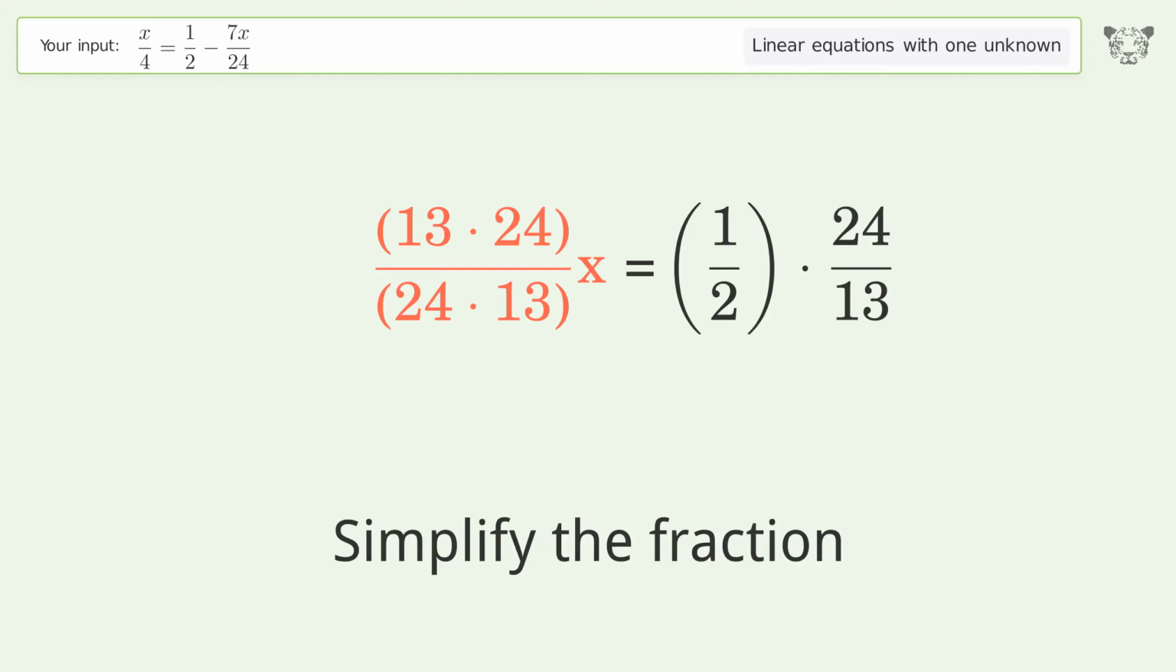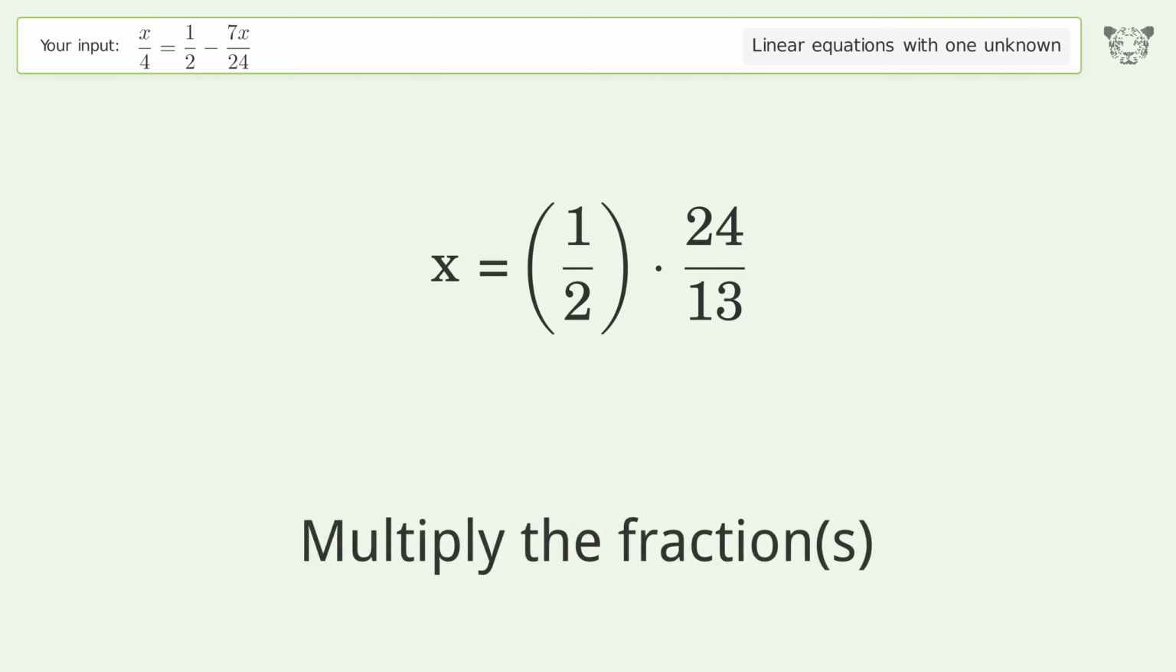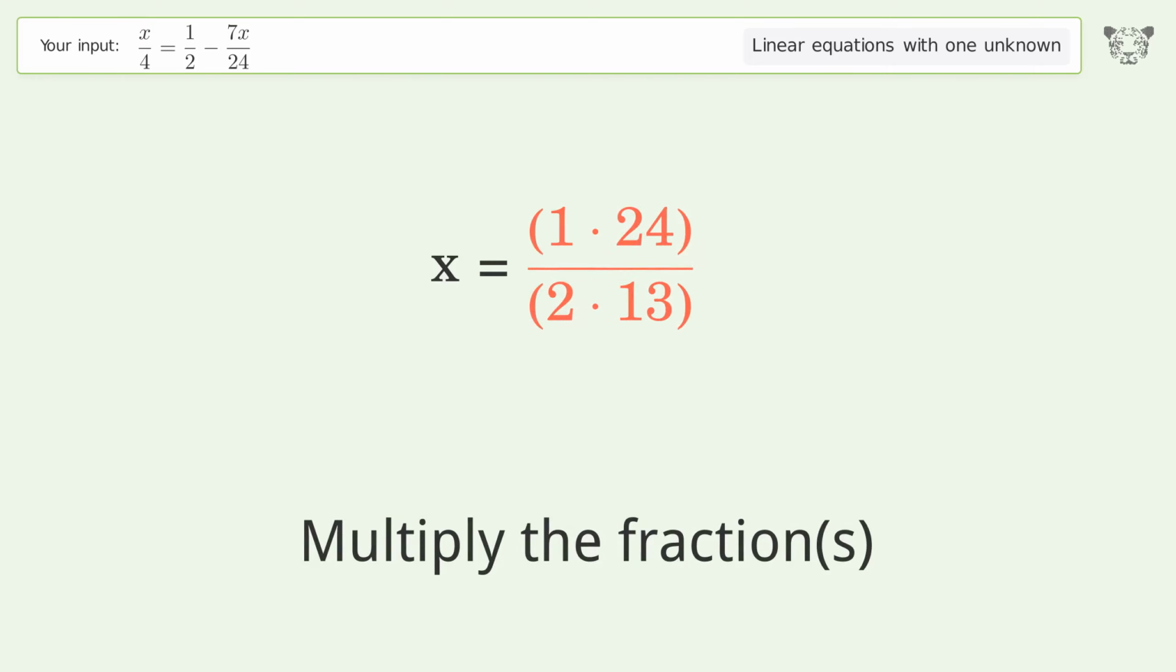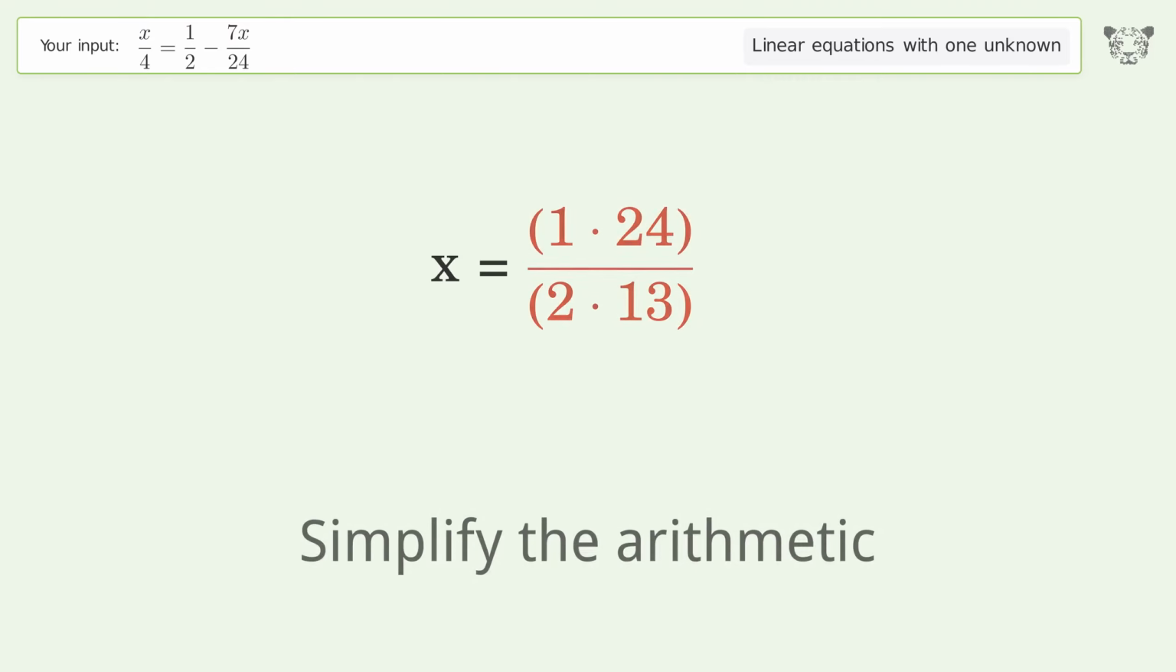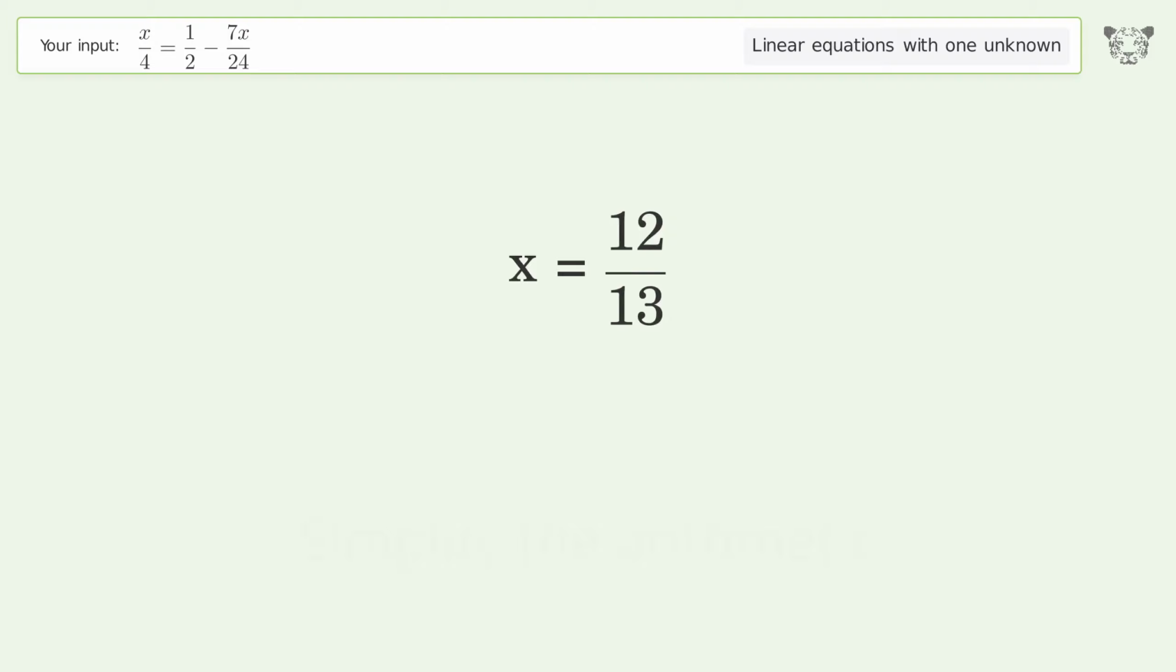Simplify the fraction. Multiply the fractions. Simplify the arithmetic. And so the final result is x equals 12 over 13.